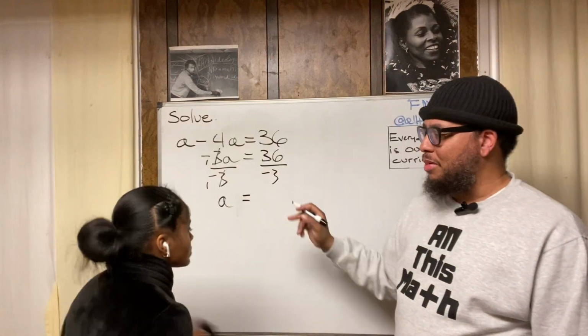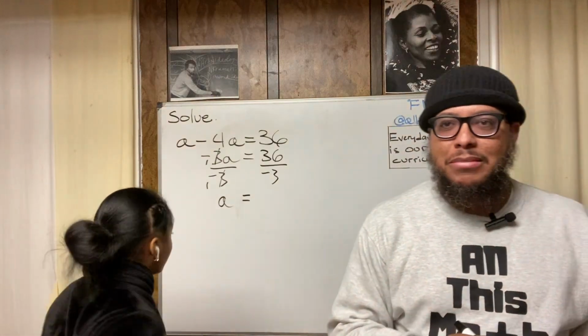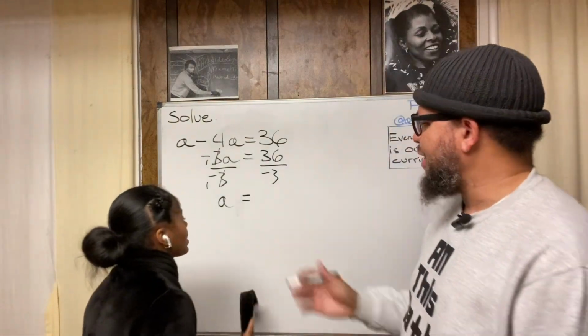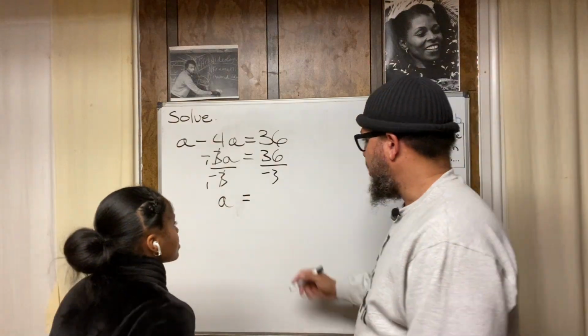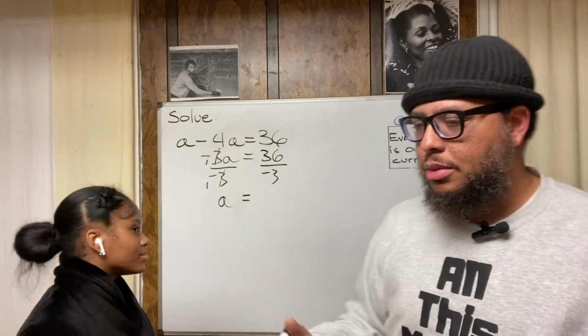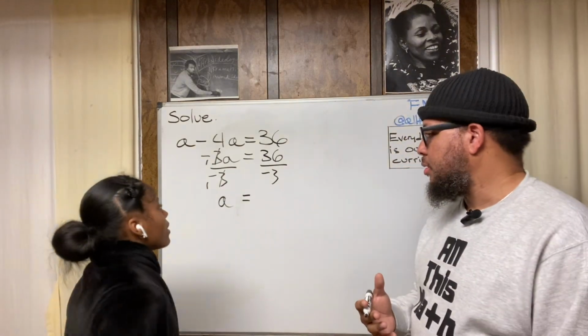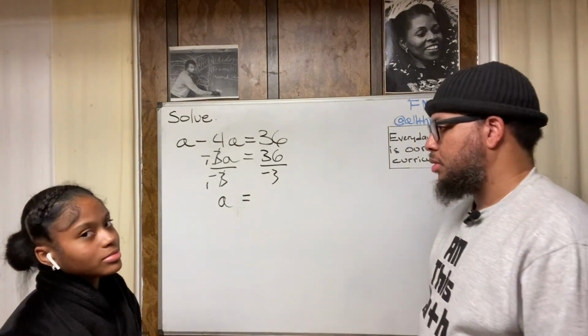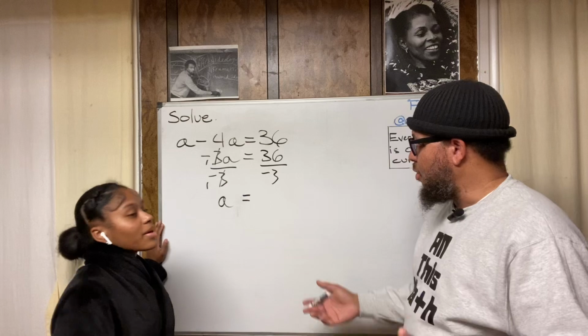Anyway, 36 divided by -3. What's 36 divided by -3? What did you say? Man, you better pay attention. 36 divided by -3. Why is it negative? How come it's not positive? Because that's not what that is. Explain for somebody that doesn't know. Explain to the people. Hello? Explain. Why is this negative?